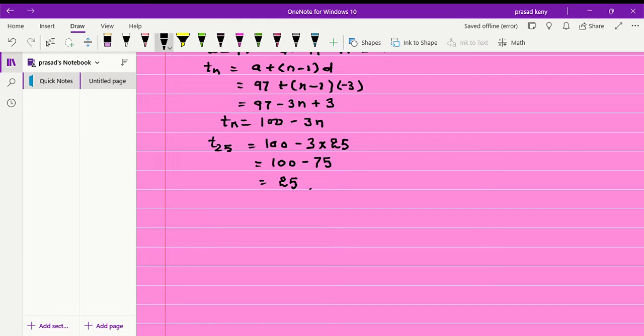Now let us take the second type of problem here. Now find the number of multiples of 3 that are between 200 and 500.